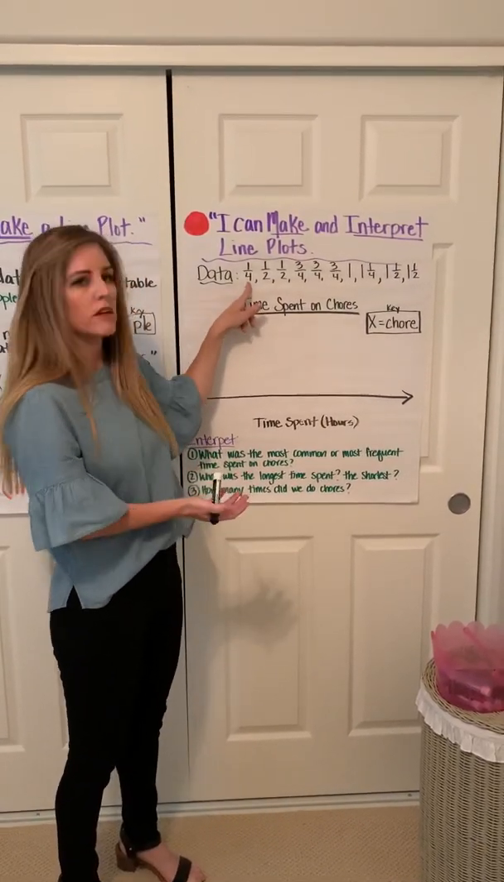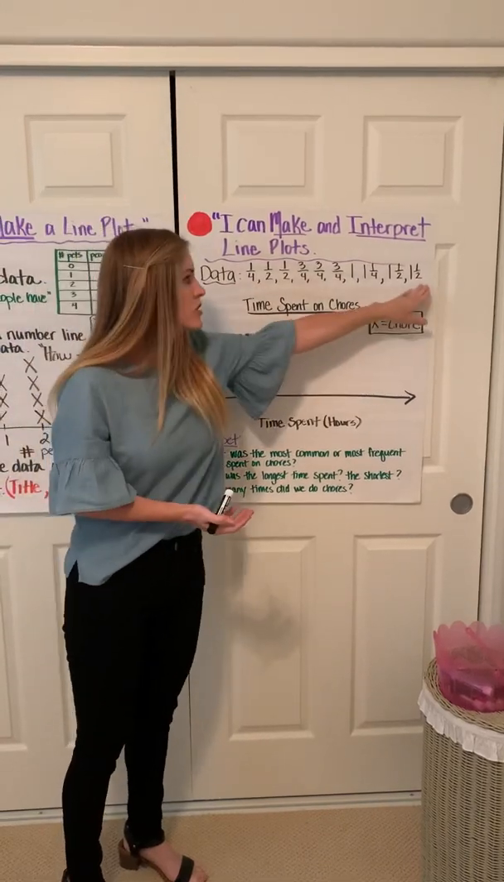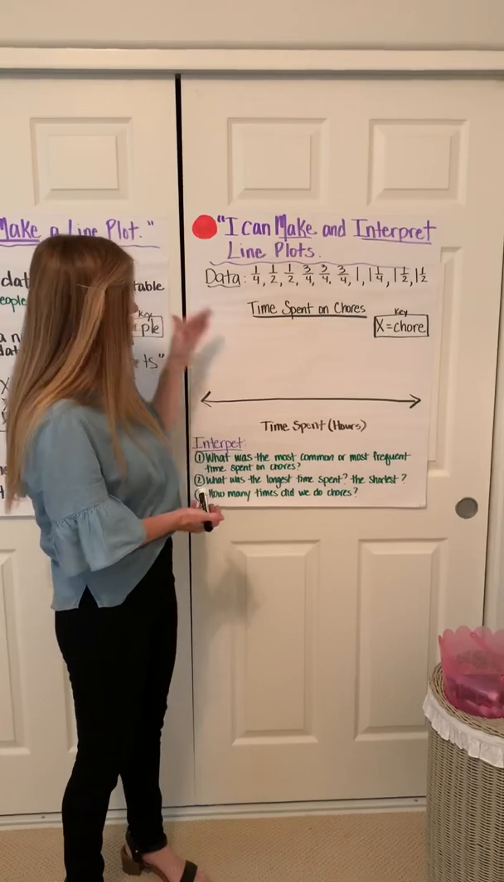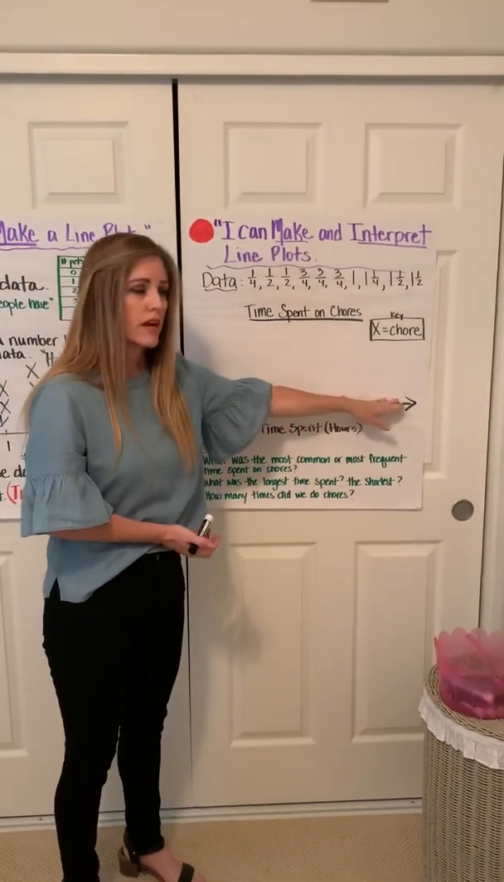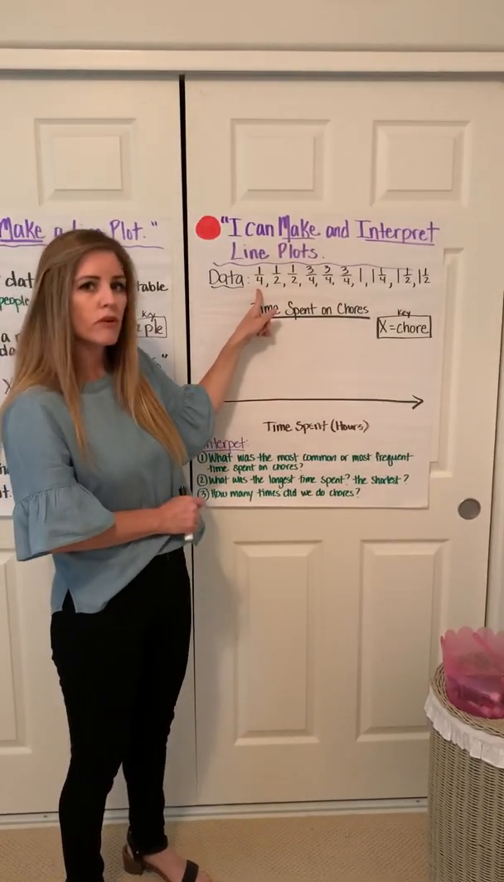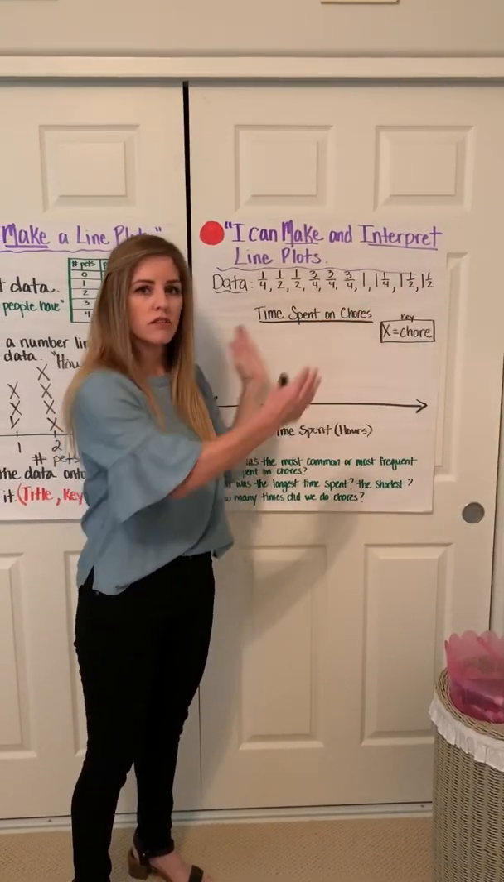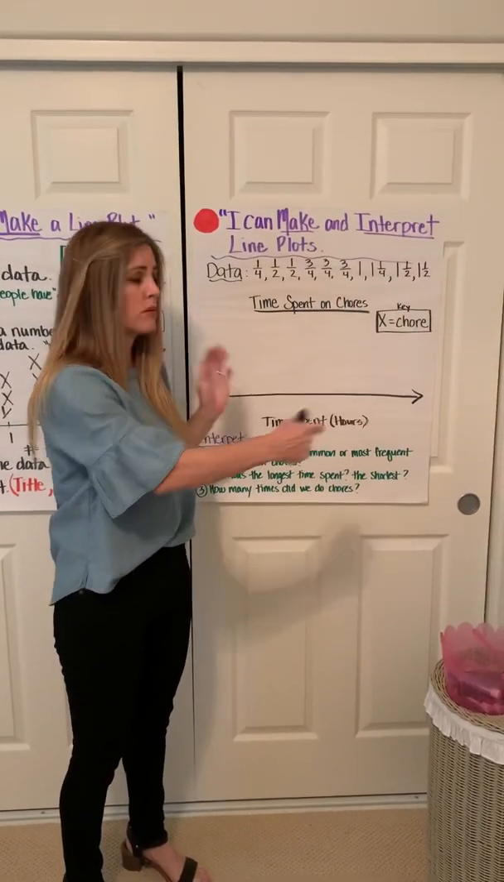So one chore took me 1/4 of an hour. One chore took me all the way up to 1.5 hours, okay? And everything in between. So looking at our number line that we need to create, my lowest piece of data is 1/4. My highest piece of data is 1.5.